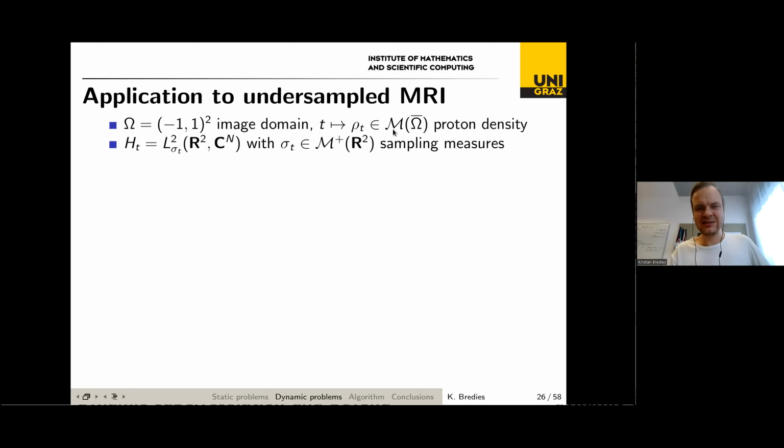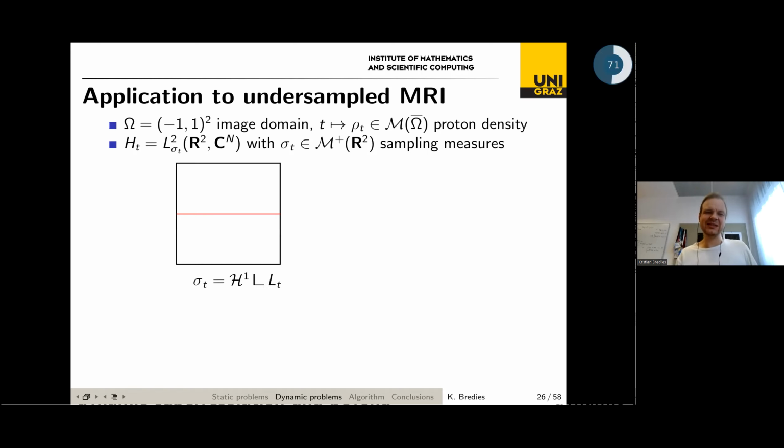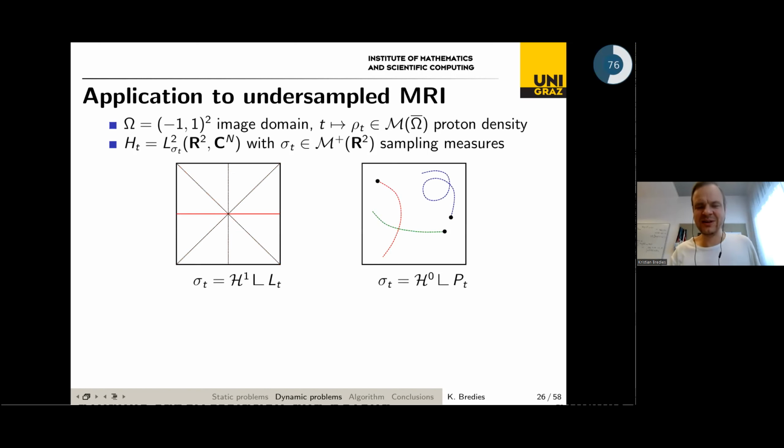So then in MRI, the function that you wish to recover corresponds to the proton density. And then what you do is, you have these data spaces, and the data spaces are L2 spaces in relation to time varying sampling measures. And these sampling measures can really actually vary with time. So they could, for instance, be time-dependent line measures that rotate in time. So this corresponds to radial undersampling. But you can also think about them as point measures, which move along some trajectory in time. So you're measuring a few points from the Fourier transform, and this is how you sample that.